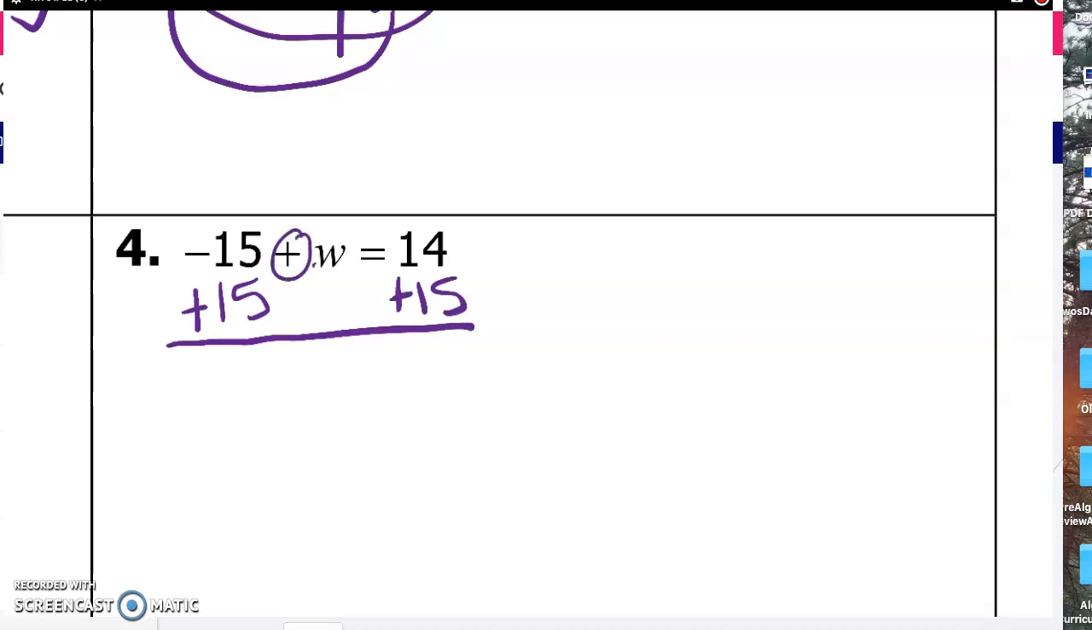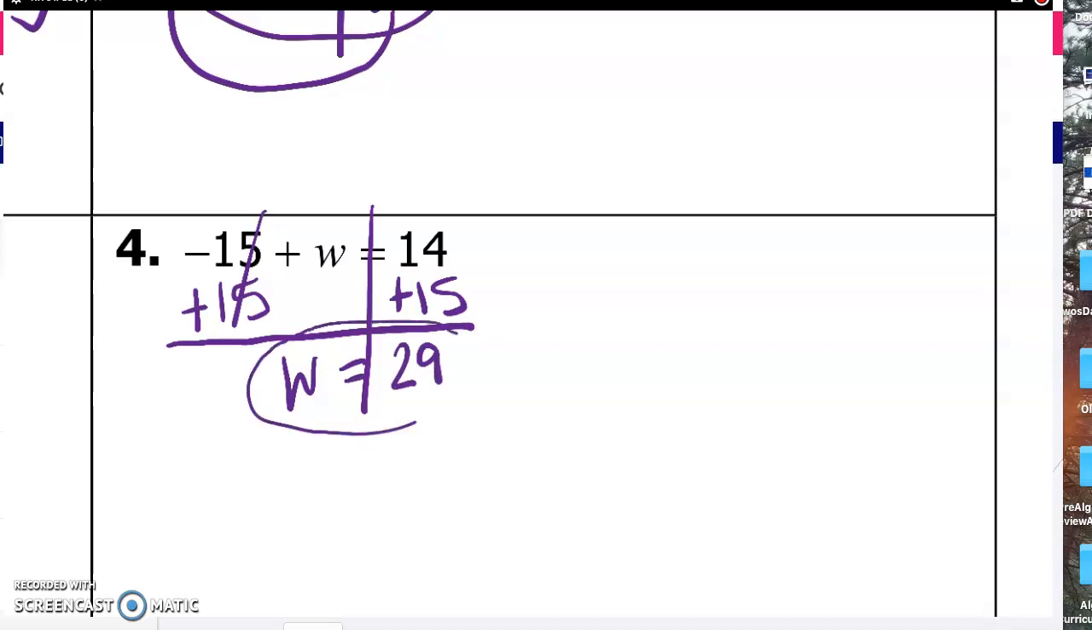This plus sign goes with the W, not with the 15. That's why it gets tricky. All right, so these cancel. W equals 29. So again, you would type in negative 15 plus 29 and make sure it equals 14, and it does.